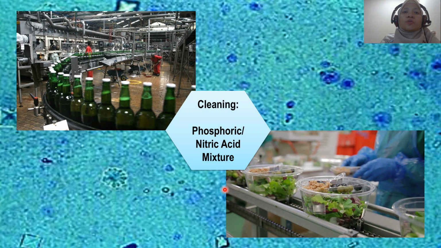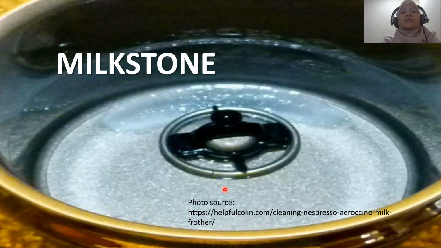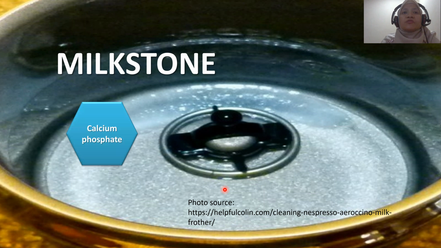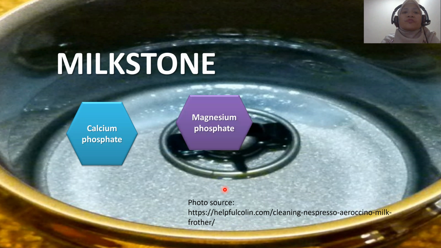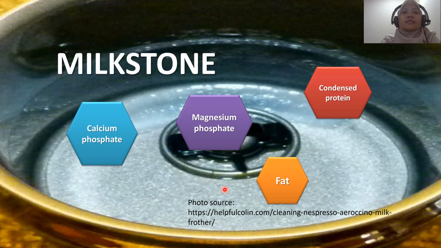And it is also important to note that inorganic soil is usually combined with organic soils to form fouling deposit in food processing equipment. Milkstone is one of the examples that commonly forms in dairy industry processing lines and equipment. Milkstone is a mixture of calcium phosphate, magnesium phosphate, fat, and condensed proteins.